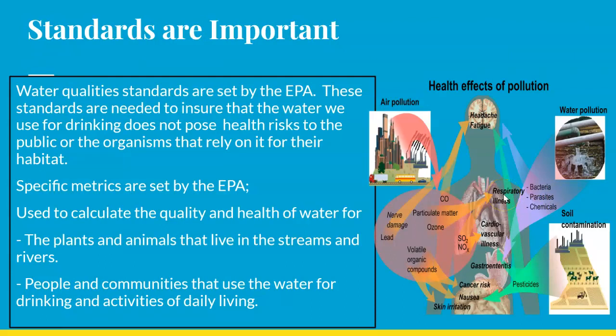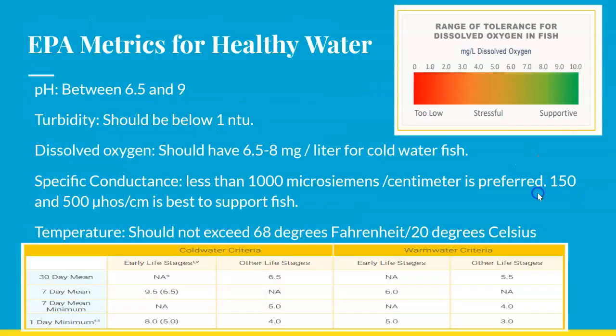Standards are important. Water quality standards are set by the EPA. It does this to maintain those levels of clean water, and those specific metrics are used to calculate the quality of health so that plants and animals that live in the water can maintain healthy living conditions, and the people in the community can use that water for drinking and activities of daily living. The EPA metrics for healthy water is a pH between 6.5 and 9.